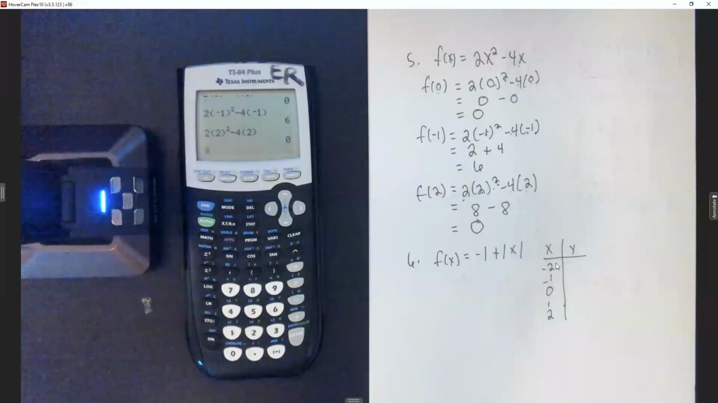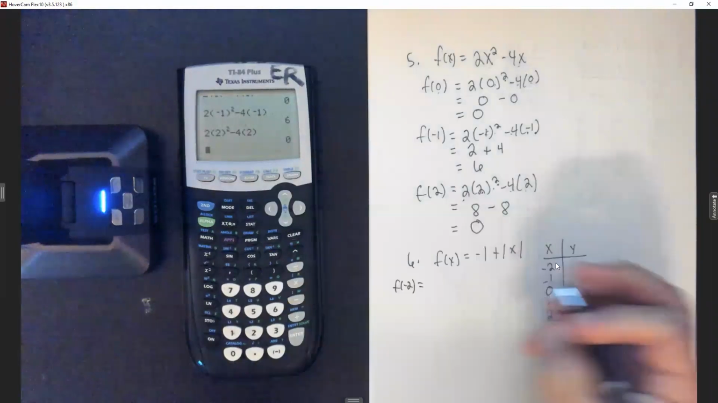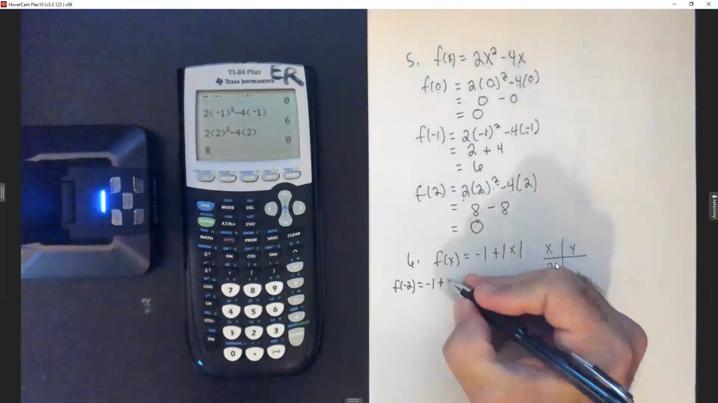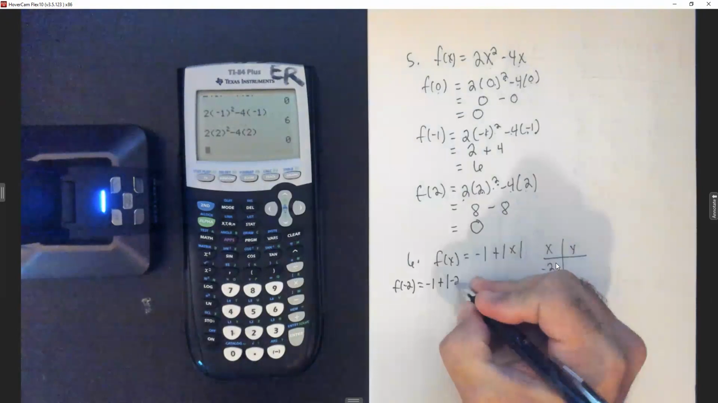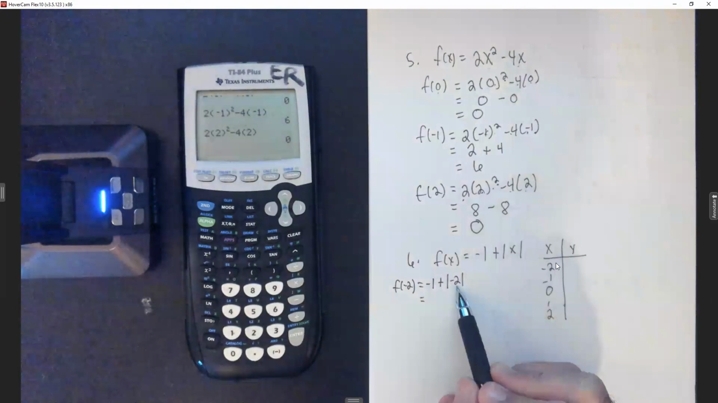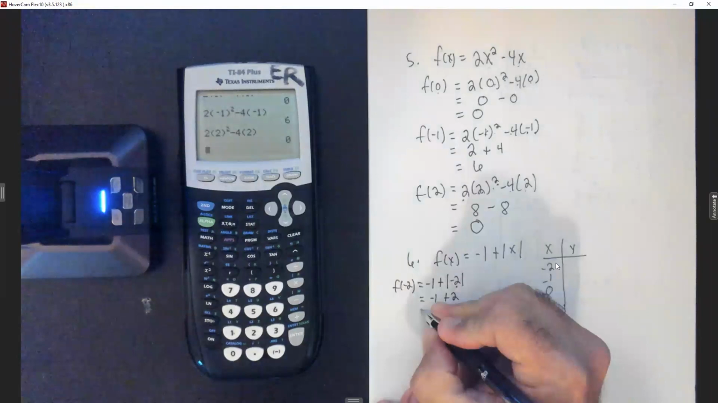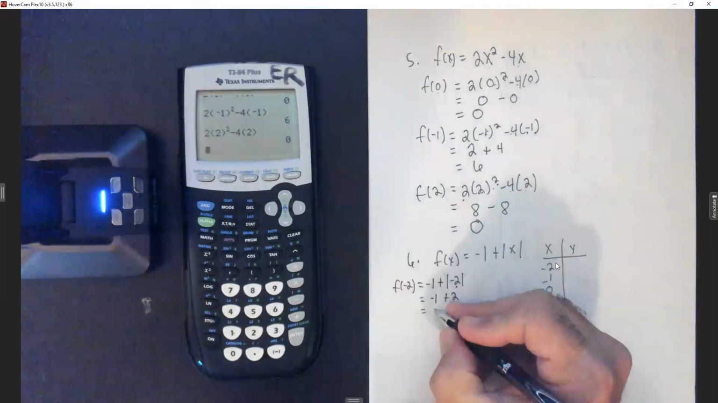So this problem, you would start with negative 2. So f of negative 2 will equal negative 1 plus absolute value of a negative 2. Well, absolute value of negative 2 is a positive 2, so I get negative 1 plus 2, and negative 1 plus 2 gives you a positive 1.